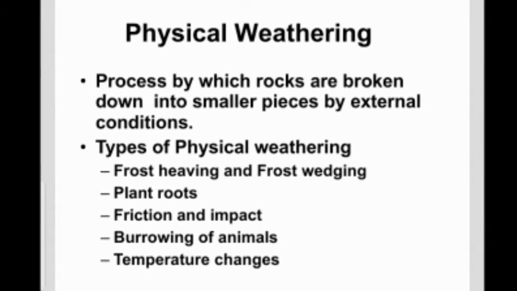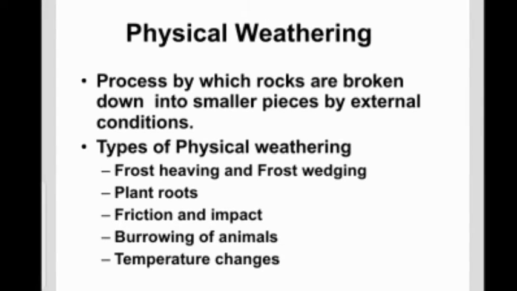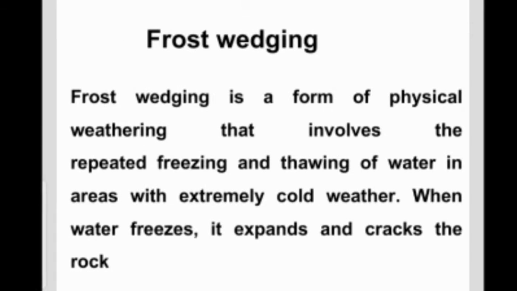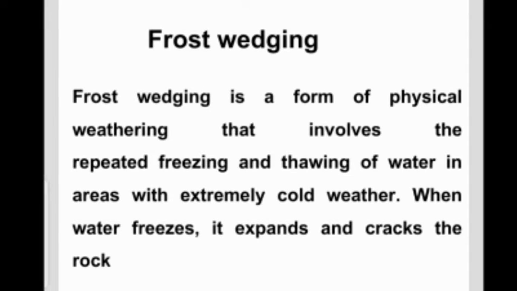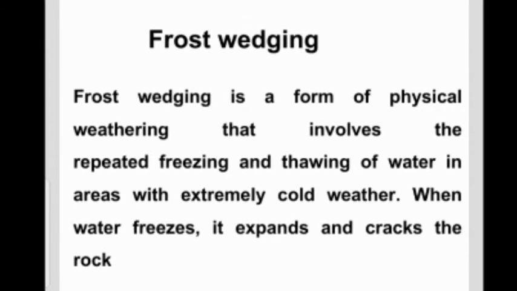Types of physical weathering. The first type which we will study is frost heaving and frost wedging. What is frost wedging? Frost wedging is the form of physical weathering that involves the repeated freezing and thawing of water in areas with extremely cold weather. When water freezes, it expands and cracks the rock. In this type of weathering, you see the definition: repeated freezing and thawing.